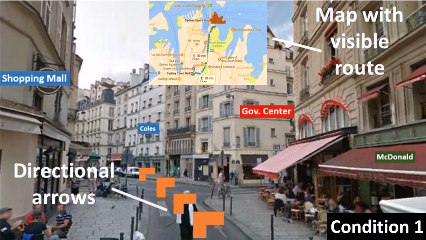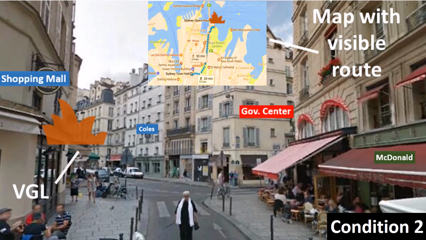This is condition 1, where the user is able to see directional arrows on the street to reach the destination, very similar to what a commercial navigational app like Google Maps or Bing Maps does. The user is also able to see a map visible route as a reference, but that's just part of the experiment. In condition 2, the user doesn't see the arrow, but always sees an oriented virtual global landmark in the direction of the destination. What do the results suggest about the VGL?